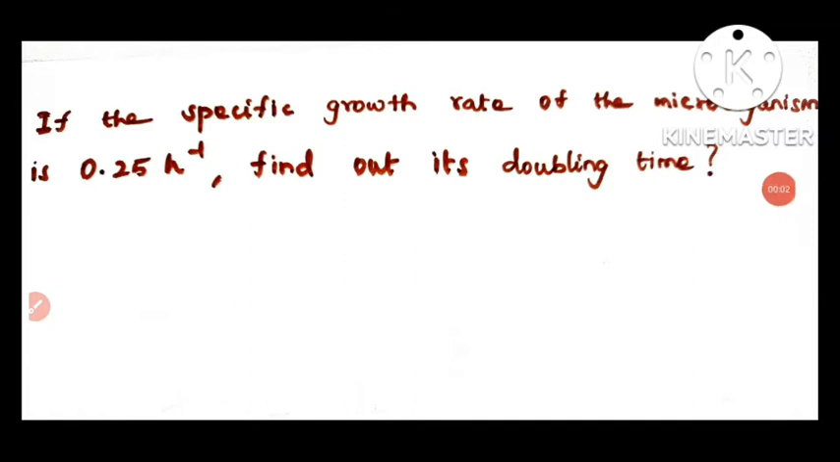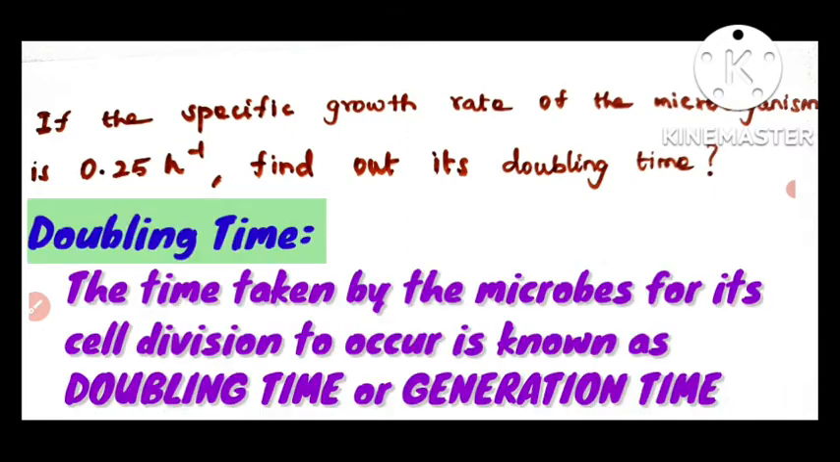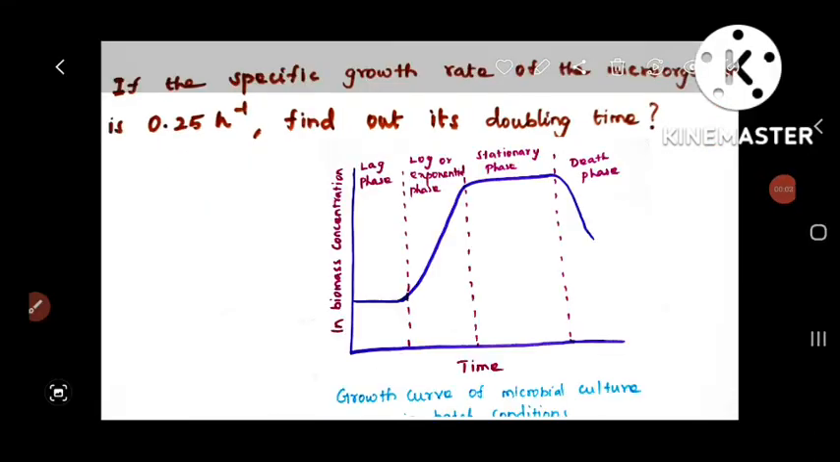Hello everyone, in this video we are going to see the problems on doubling time of microorganism. So first we will see what is doubling time. This is the time taken by the microorganism for its cell division to occur, known as doubling time, or it is also known as generation time. This cell division exponentially takes place in log or exponential phase, whereas in lag phase there is no cell division.